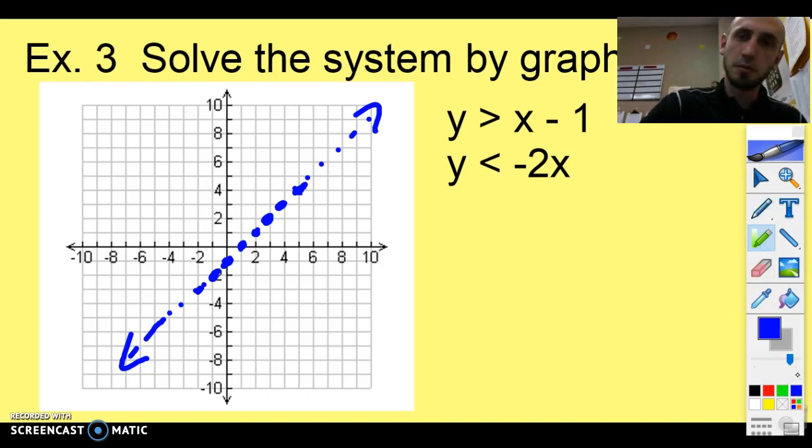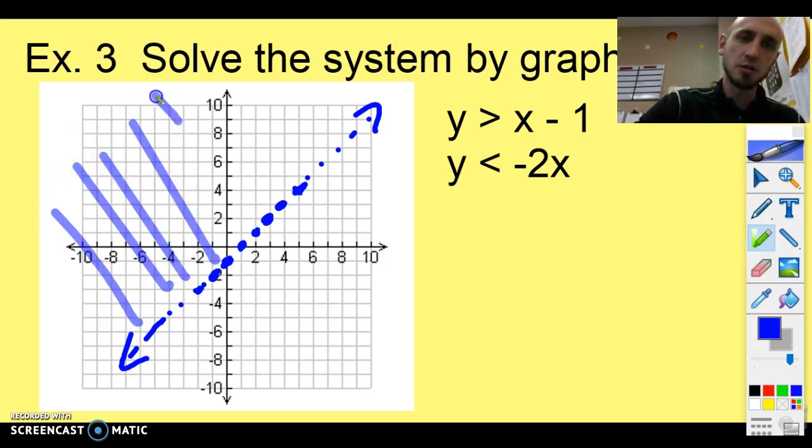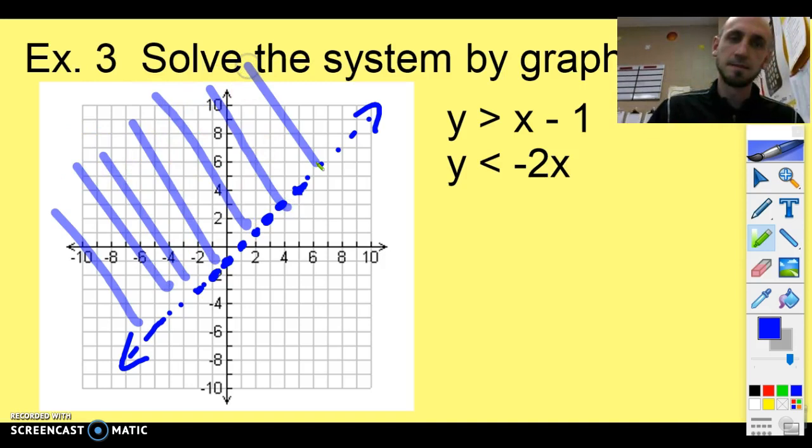go with the blue, above. It appears that this is where I'm going to shade. This is what you can do too, just like this. Okay. That'll show that. Again, quick check is 0, 0. 0 is greater than -1. So, yep, I shaded the right way.